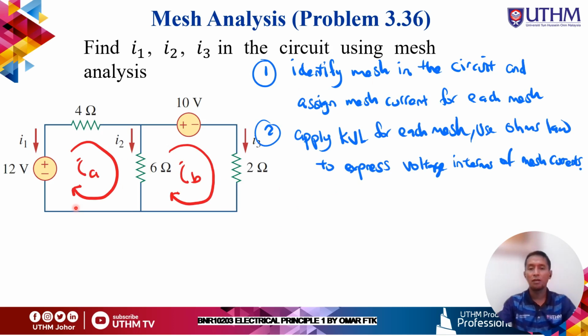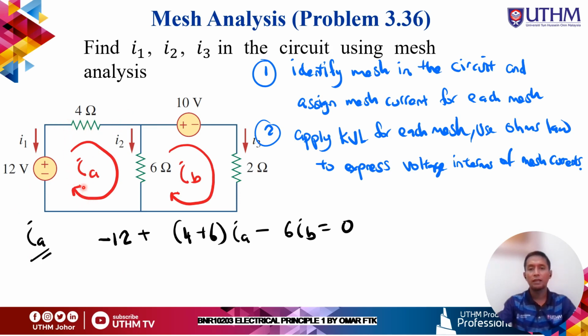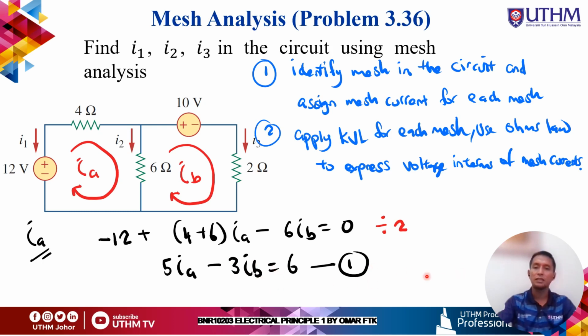So for the first loop, we can just get our equation. First start with the minus 12, then we have 4 IA, and then plus 6 (IA minus IB). So then if we simplify it, we will have 10 IA minus 6 IB. This will be equal to 12. Okay, so this is the first equation.